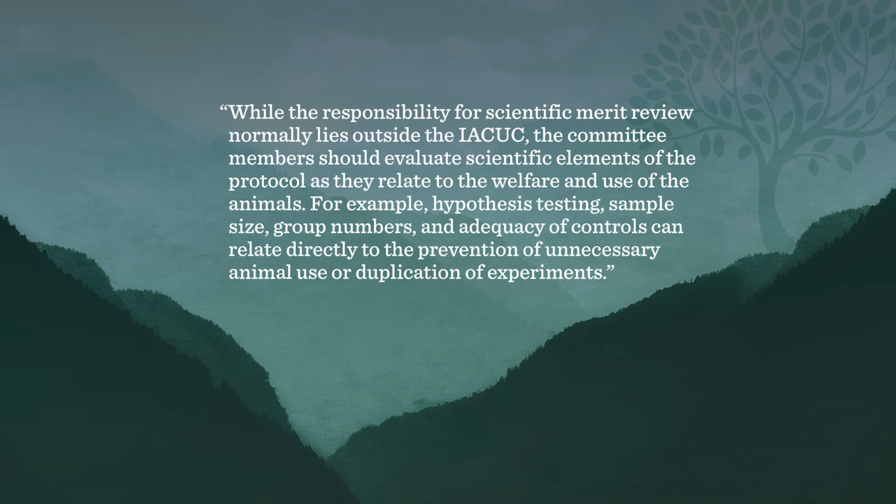talk about animal numbers. So let's go to the guide, because the guide has an interesting quote on this, and again, I want to read it to you so you can get more of a feeling as to what's going on here. "While the responsibility for scientific merit review normally lies outside the IACUC, the committee members should evaluate scientific elements of the protocol as they relate to the welfare and use of the animals. For example, hypothesis testing, sample size, group numbers, and adequacy of controls can relate directly to the prevention of unnecessary animal use or duplication of experiments."